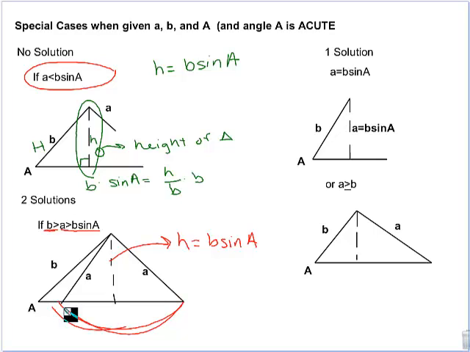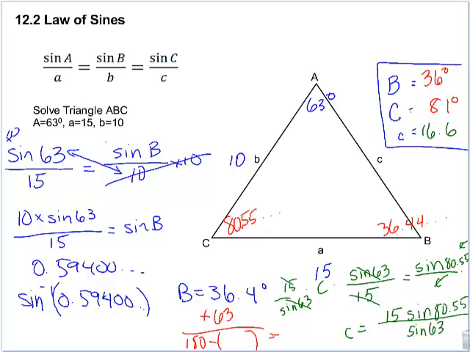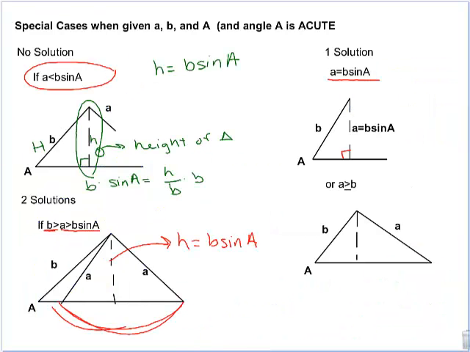And then one solution, these are the types of problems that you would have gotten no matter what. A is equal to the height, so A is equal to B sine of A. That's one solution, and it ends up being a right triangle. Or A is greater than or equal to B. Our side A is greater than or equal to our side B. That is also one solution. And that was the solution that we had in this example. Our A was greater than our side B, so we just ended up having that one solution which we found.